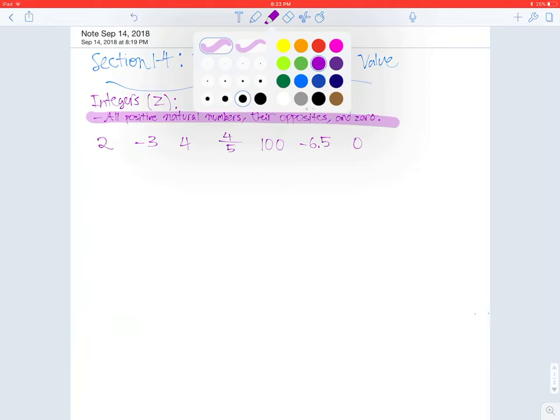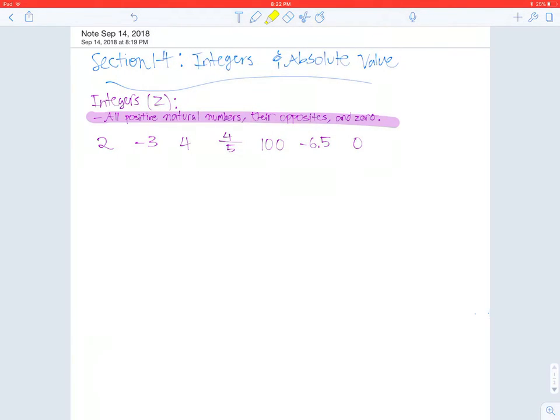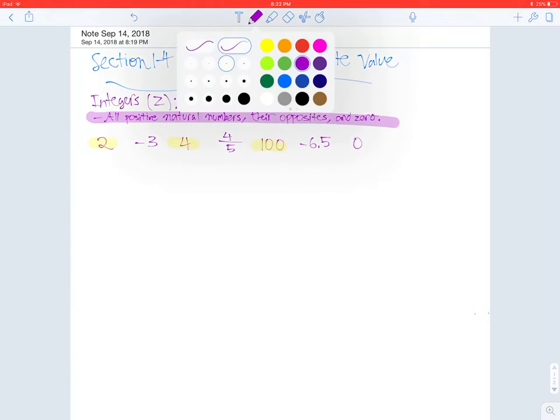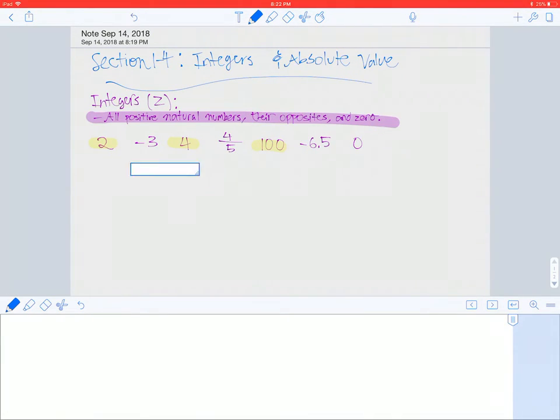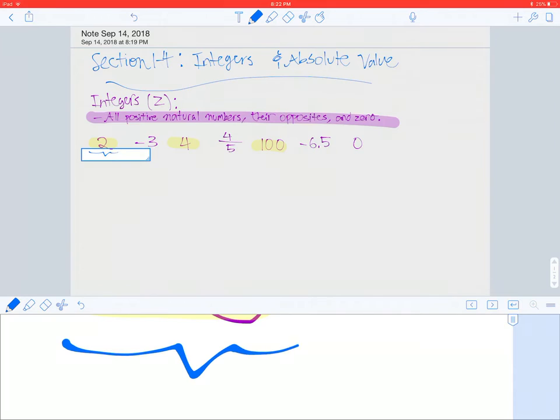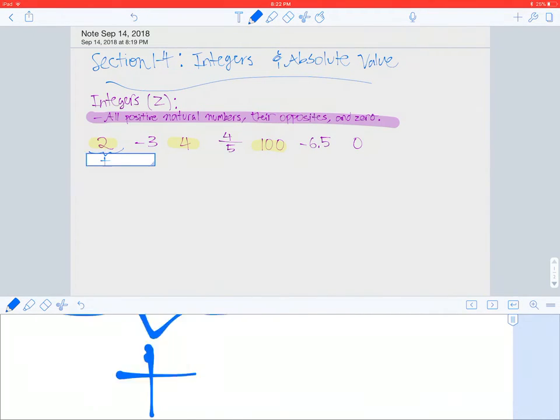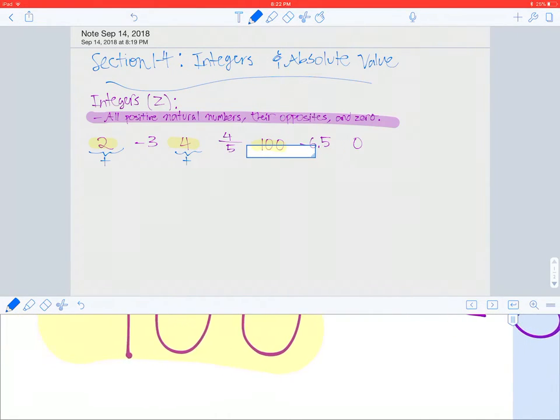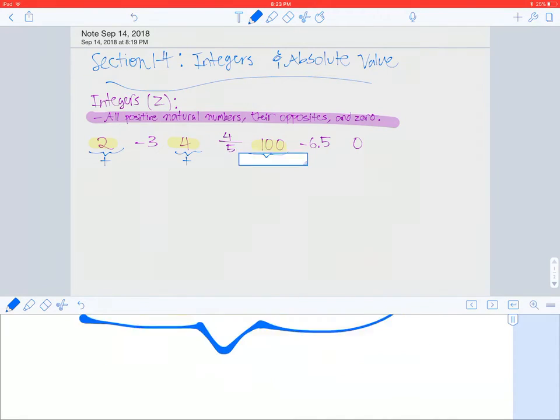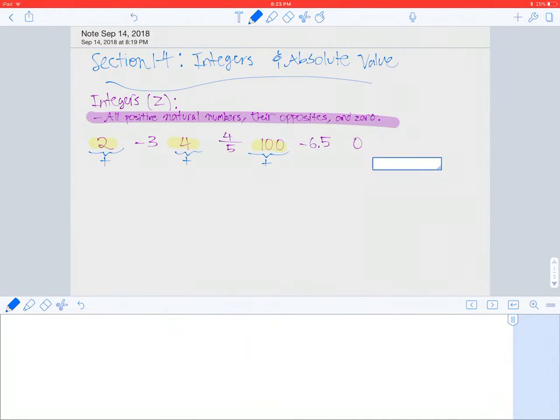Well, when we look at this, since integers include positive natural numbers, 2 is an integer, and 4 is an integer, and 100 is an integer. These are all positive. And they're natural numbers, which means a simple way of thinking about natural numbers is that if it's a number you use to count with, then it's a natural number, including 0, because technically, when you're starting, the first number you start to count with is 0, even though you might not be taught that all the time. So since these are positive natural numbers, then these are integers.